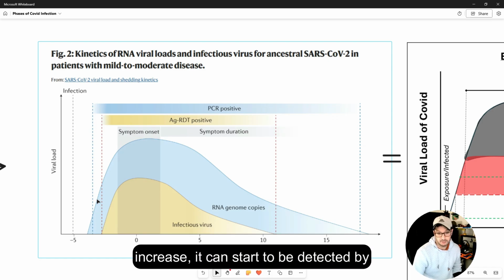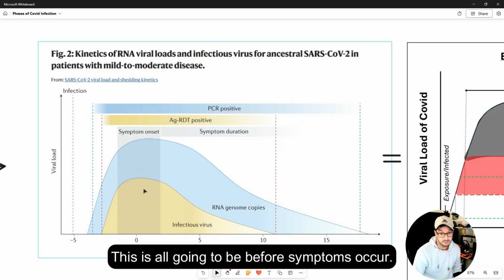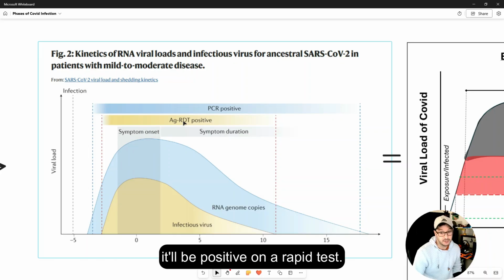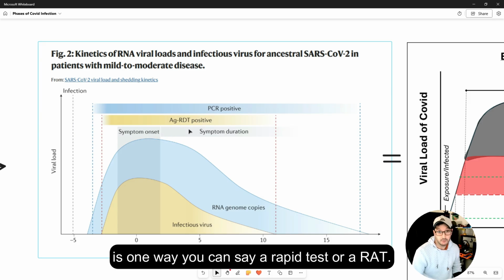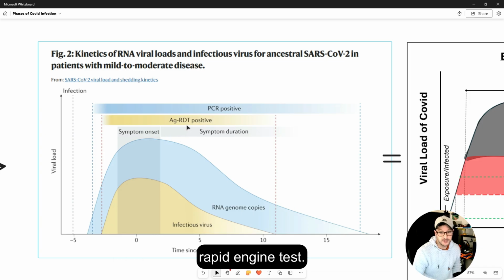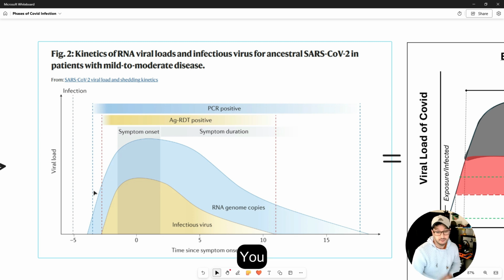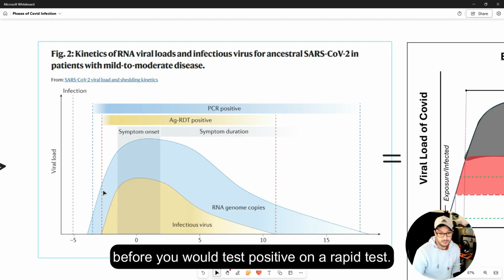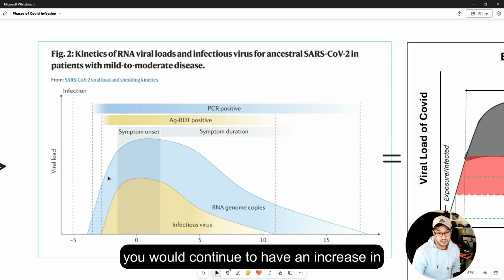After that increase, it can start to be detected by PCR positive. This is all going to be before symptoms occur. This will continue to increase, and then it'll be positive on a rapid test. AGRDT is one way you can say a rapid test, or a rapid antigen test. So it'll be positive there. You're going to be detecting positive on a PCR. You need a much lower viral load to test positive on that before you would test positive on a rapid test. And then after that, you would continue to have an increase in viral load.